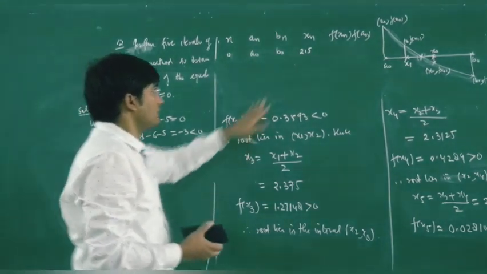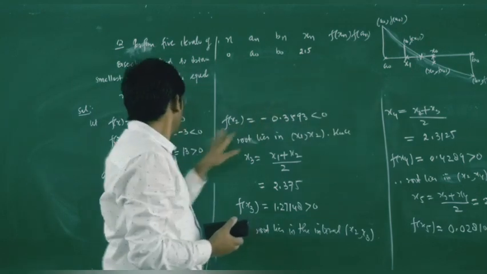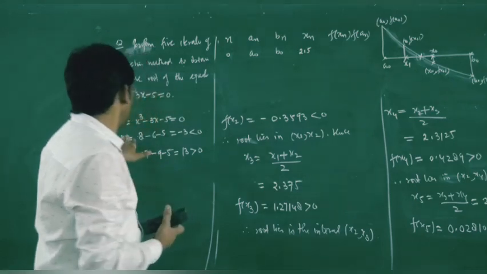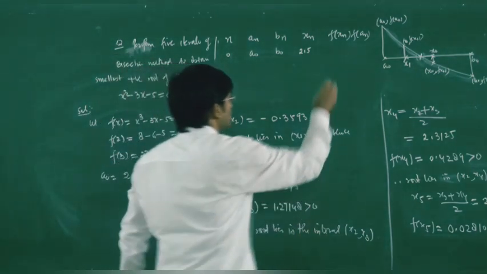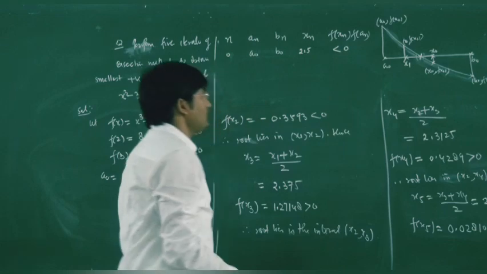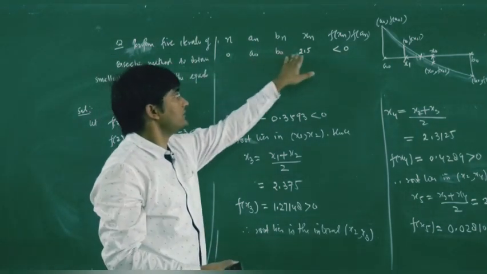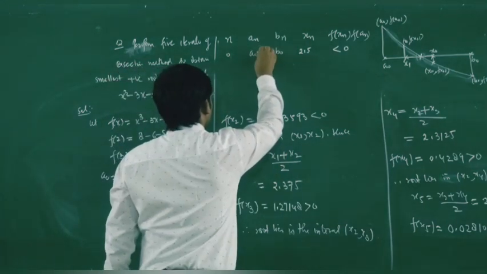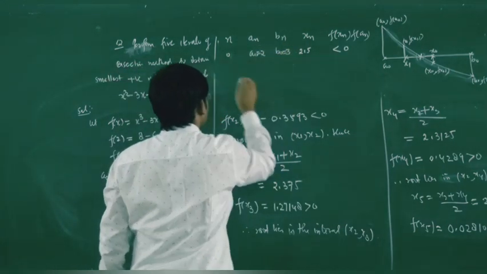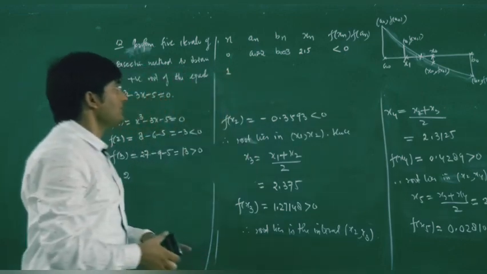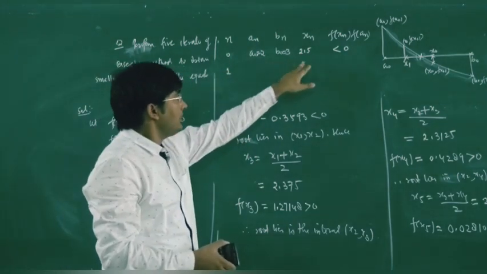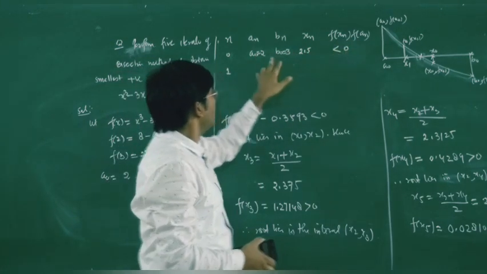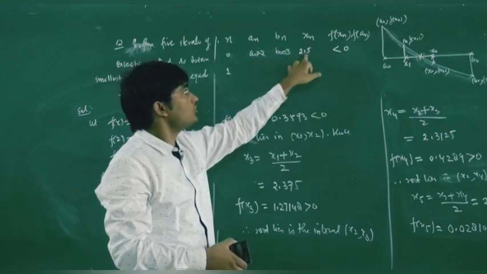The value of the function at 2.5 was positive, and the value of the function at 2 was negative. So we have the product as negative. That means our root will lie between this a naught and this 2.5. Your a naught was 2 and your b naught was 3. Now at the first step, as f(a naught) into f(x naught) is negative, our root will lie between 2 and 2.5.